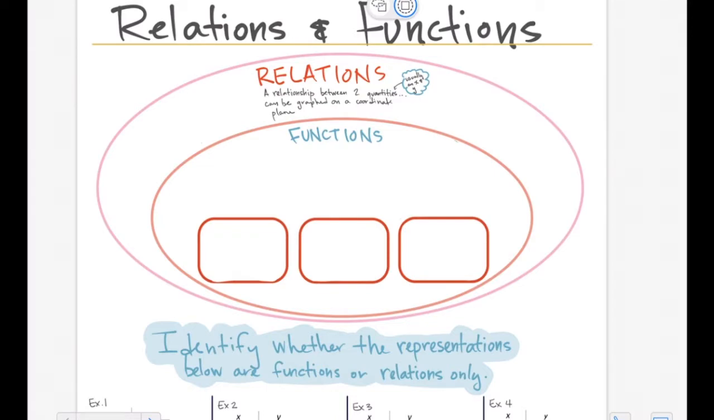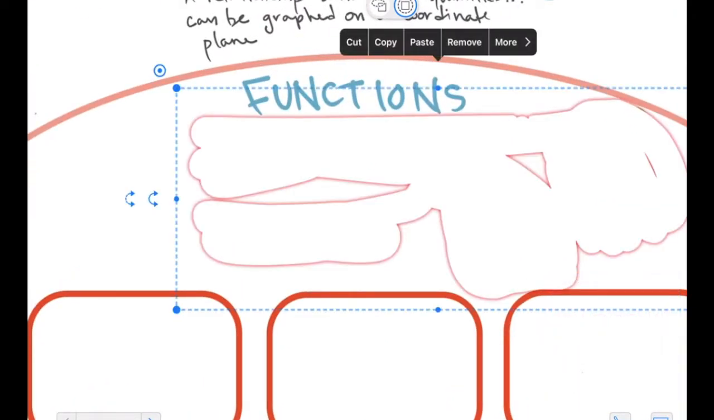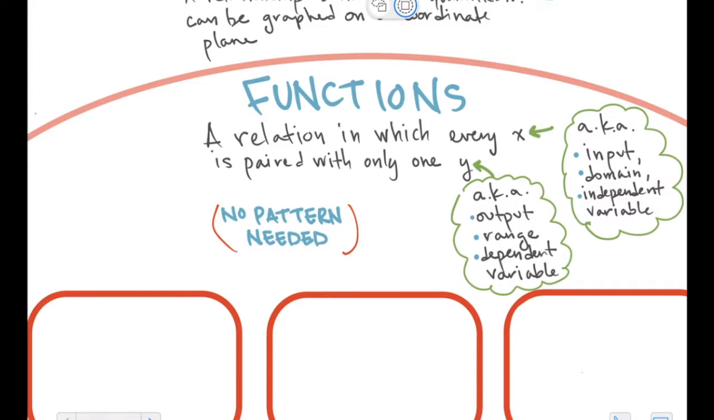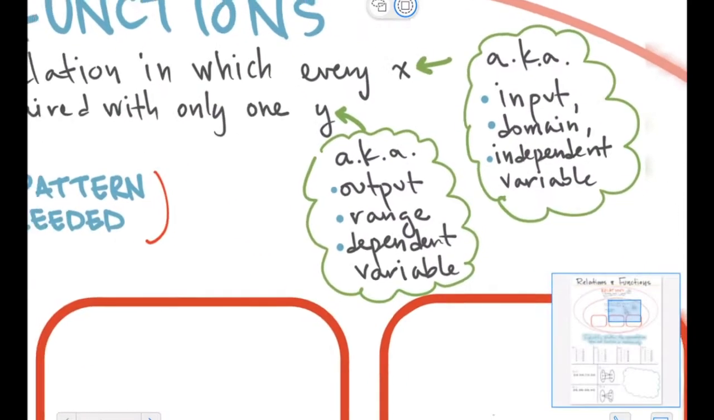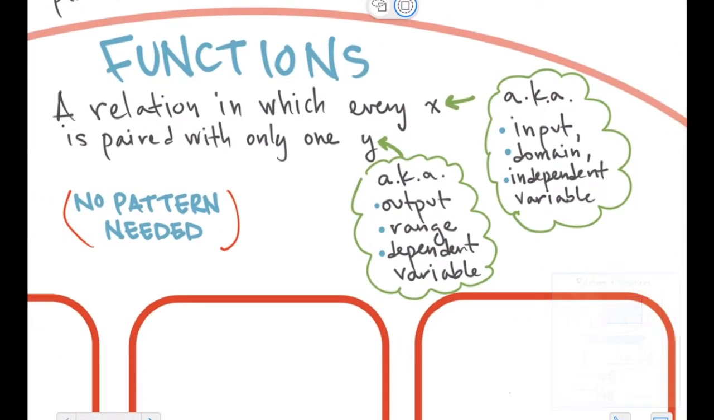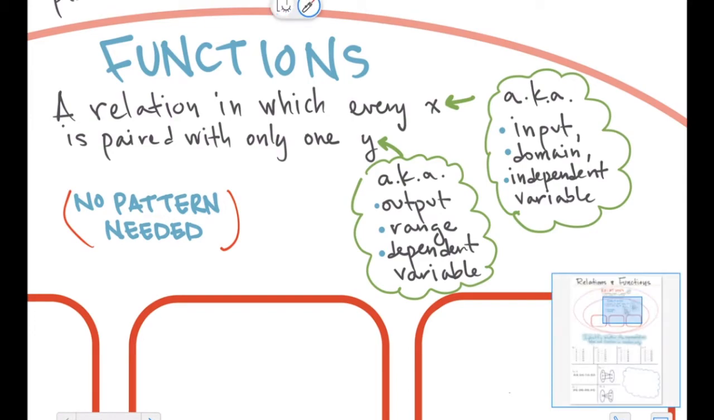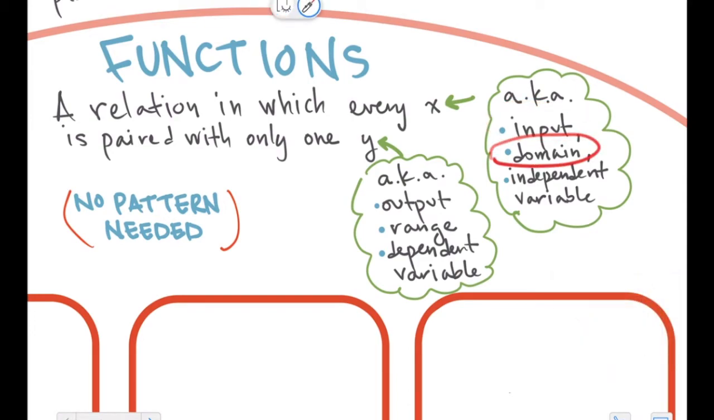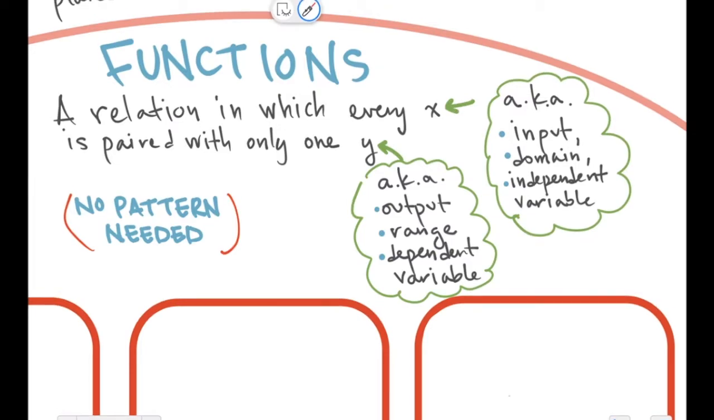So a function is a type of relation, but it's a type of relation in which every x value is paired with only one y value. So sometimes you're going to hear different terms to describe x values. Sometimes x values are called inputs, sometimes they're called domains, sometimes they're called the independent variable. Y values are sometimes called the outputs, the range values, or the dependent variables. So anytime you have a relation in which every x value is paired with only one y value, then it's a function. Write this down as well.